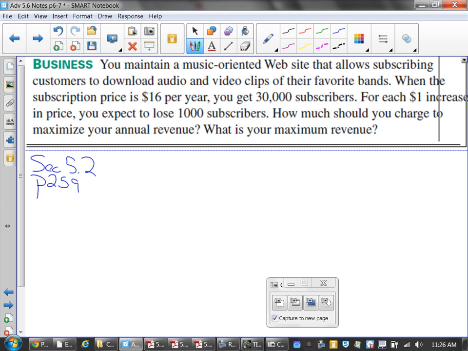And what they're saying here is you maintain a music-oriented website that allows subscribing customers to download audio and video clips. When the subscription price is $16 a year, you get 30,000 people to subscribe. For every dollar you charge more, you expect to lose 1,000 customers. How much should you charge to maximize your annual revenue? And how much would that be?